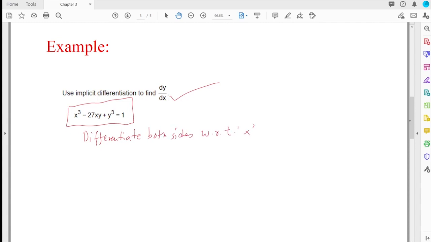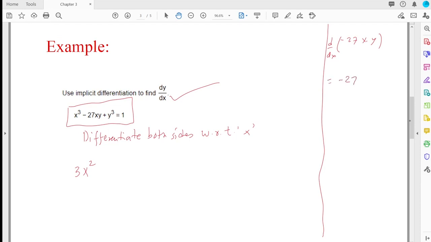While differentiating, you have to differentiate every single term. So you have to differentiate x cubed, which is 3x squared. Now when you try to find the derivative of the second term, which is negative 27xy, because there is an x times y, you have to use the product rule.